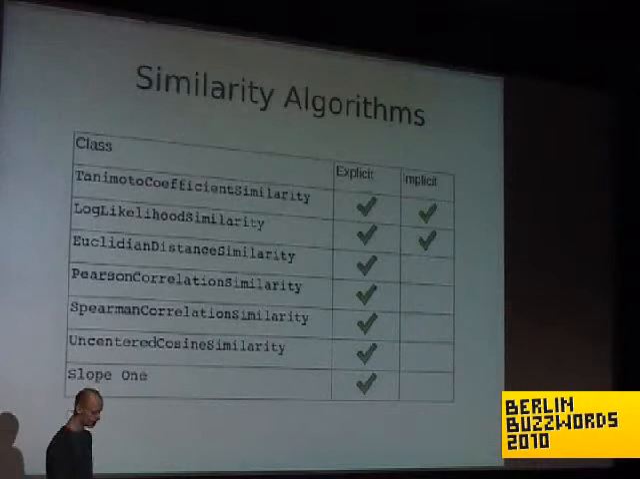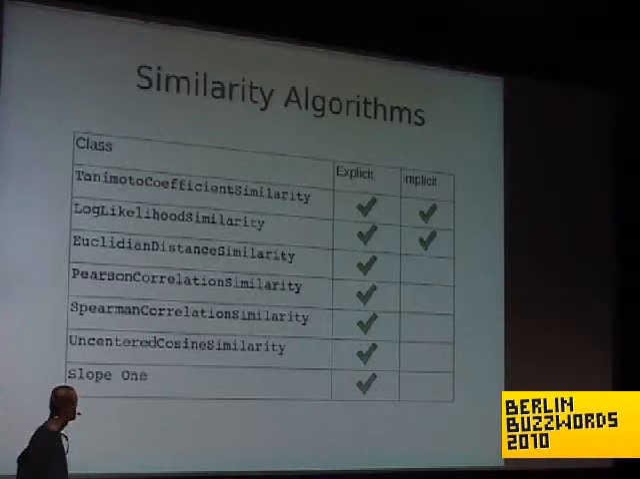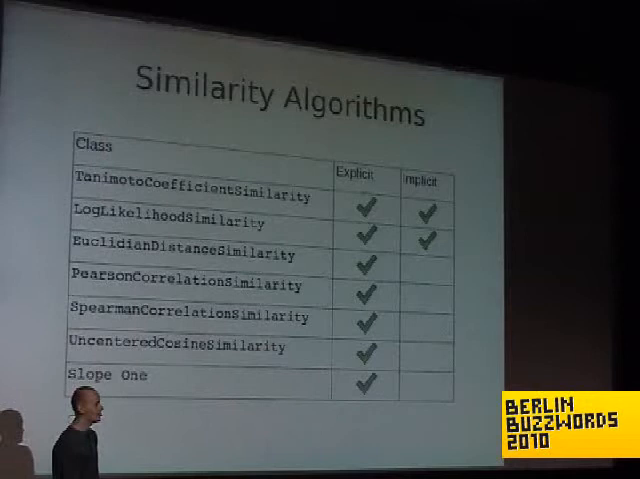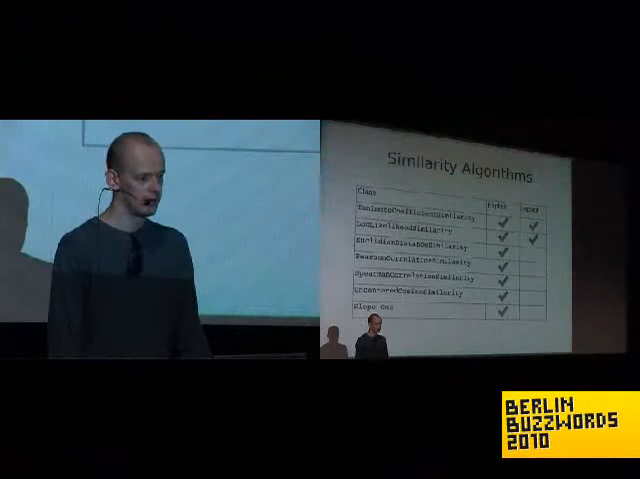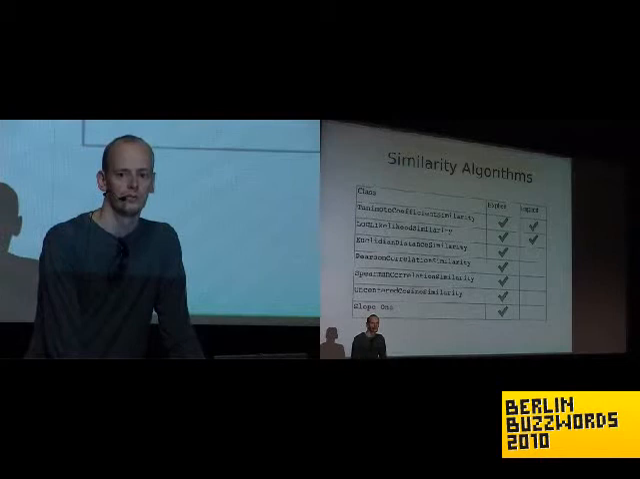Now, here are some similarity algorithms in taste. There are, I think, around a dozen. I didn't even mention them all here. But what's important to know is that they produce different results. So they are not sorting algorithms that produce the same result, but they have different pros and cons and different performance characteristics. And I will be explaining the top two of them.